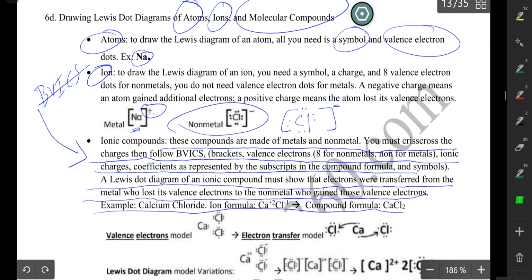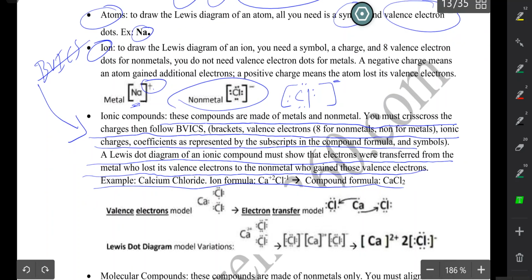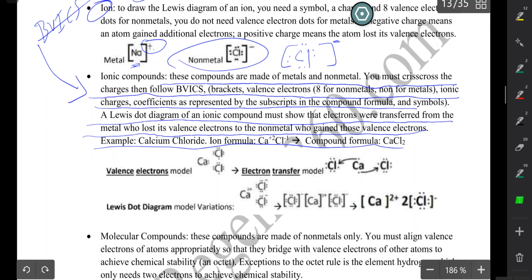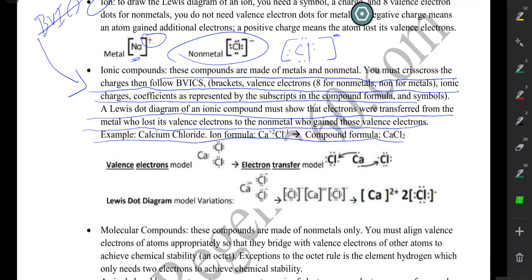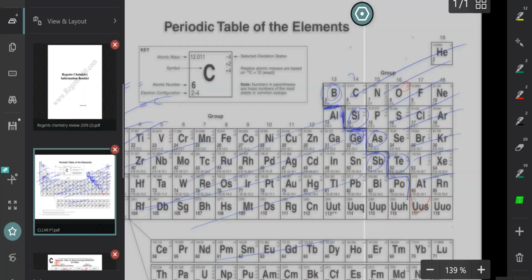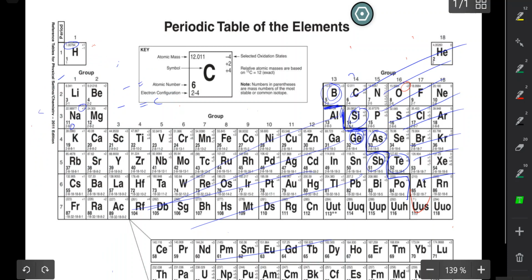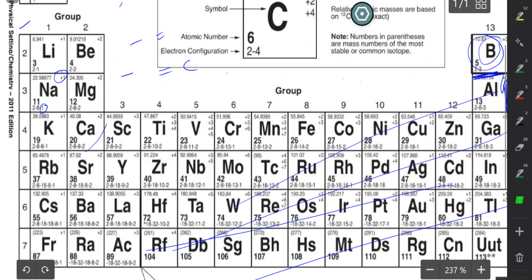Okay, so our objective was actually to be able to describe how the electrons were transferred from the metal to the non-metal. This happens in ionic compounds. So here are some examples. If you're combining calcium with chlorine, calcium has a charge according to the periodic table. Here's calcium. Calcium has a charge of +2. Okay? +2 charge means that calcium will lose those 2 valence electrons that it has.